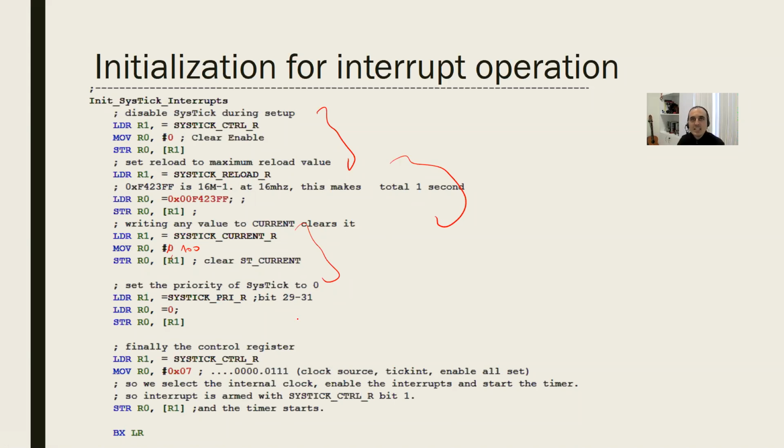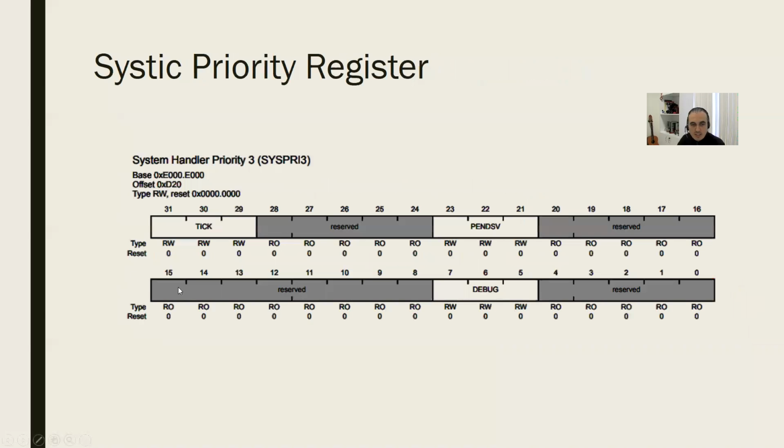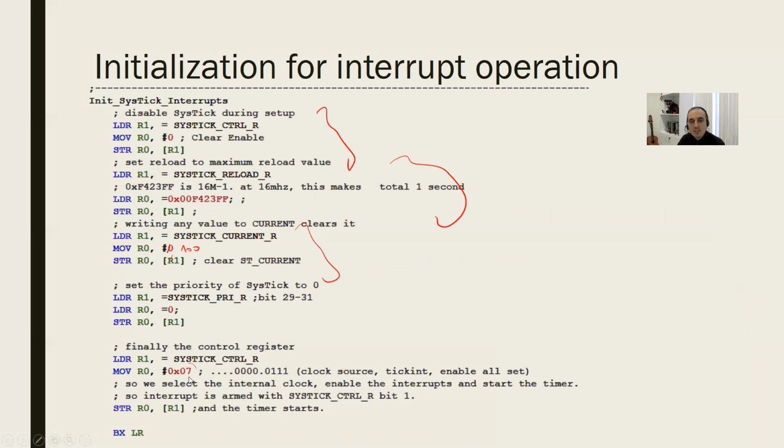Finally, I set the control timer. This time I set it to 7, 0x00000007. Why 7? Because I want to enable it. I want the internal clock, and I want the interrupts, which is 0b111, which in hexadecimal is 7. If you initialize it like this, it is initialized and armed for interrupts. Is there a question?